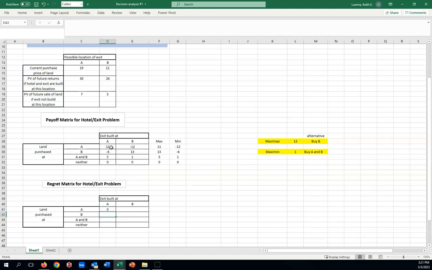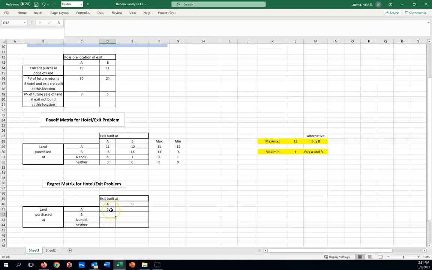And we hit enter, and let's look at it. It's 0. Why? Well, because if they built the exit at A, the best thing that could have happened to you would have been to have earned 11 million. You did earn 11 million, so you have no regret whatsoever in that case. These other ones there will be a regret because it's not as good as having earned the 11.